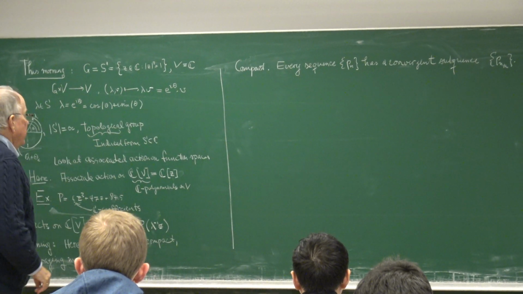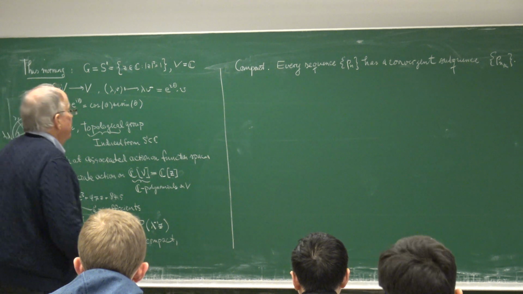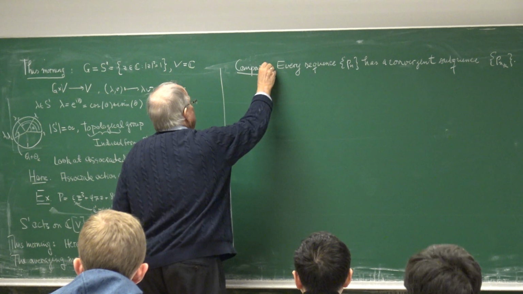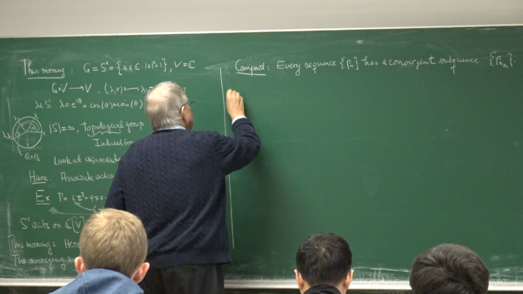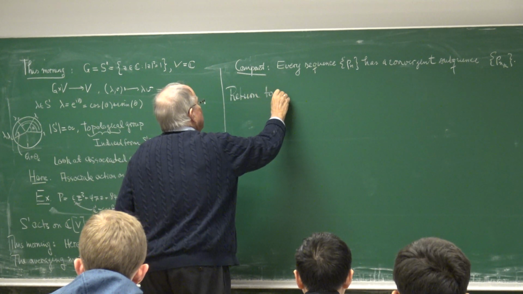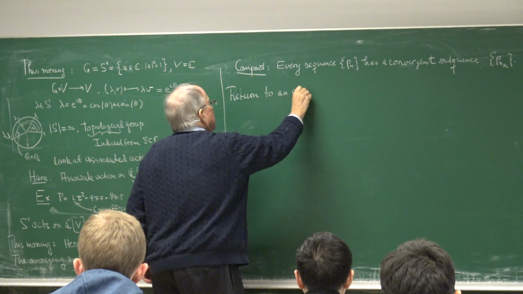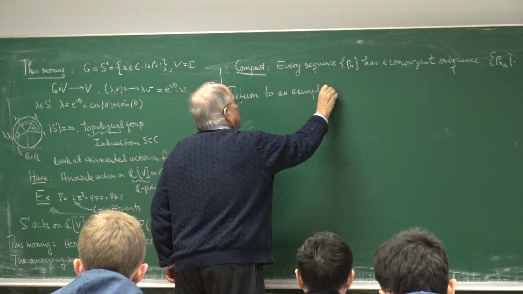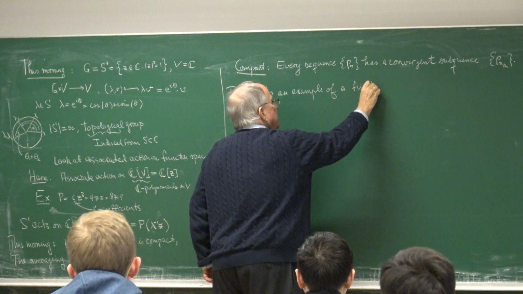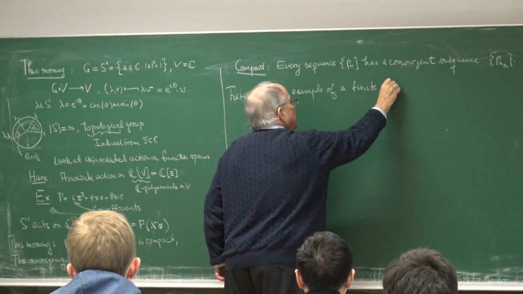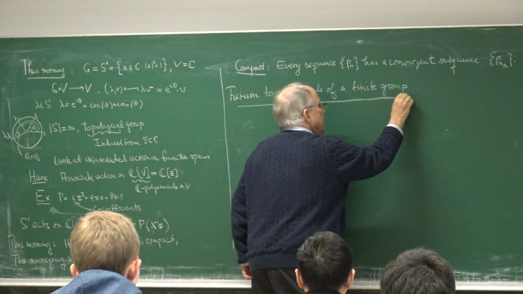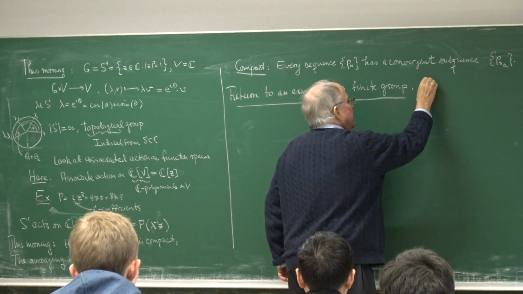Okay, so that's the key thing, that we have a compact group. Finiteness of the group is not so key. The key thing is the compactness of the group. But let's return to finite groups, of a finite group, which everybody here knows. And this is the example of Sn.